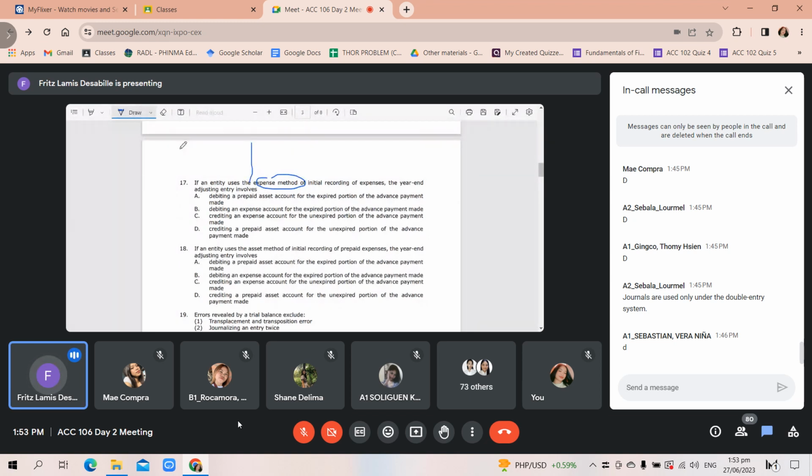When we are going to be recording expenses, especially rents, salaries, or insurance expenses, there are two methods to record it. One is called the asset method, and the other is called the expense method.